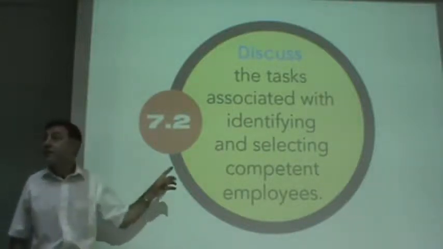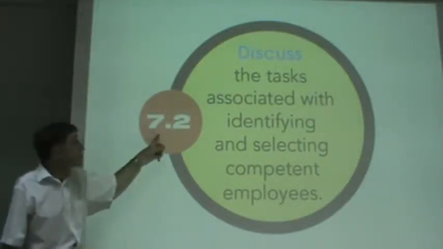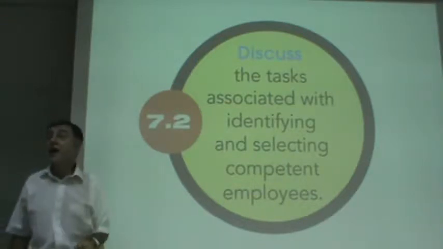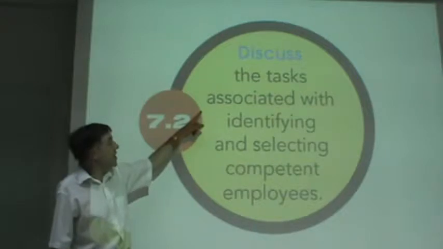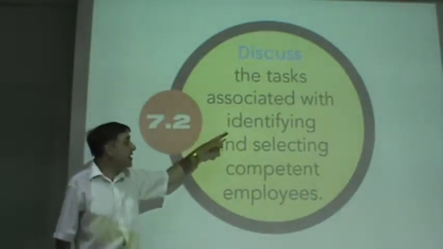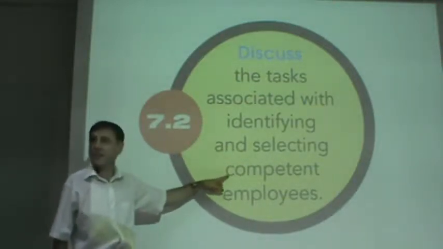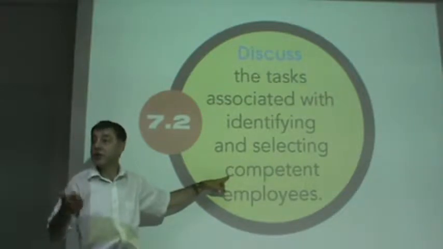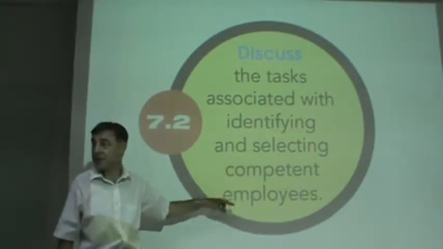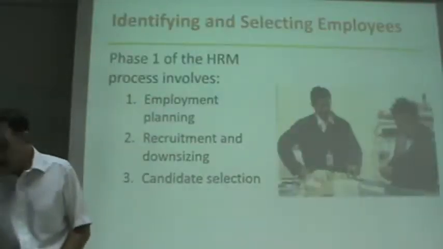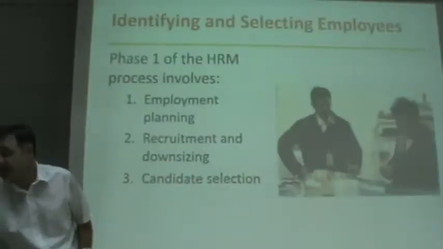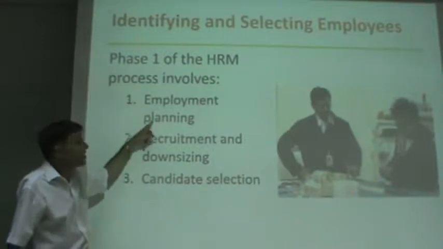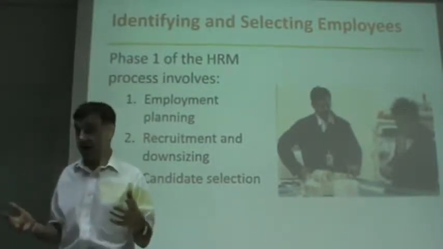Alright, so management section 7.2. The tasks associated with identifying and selecting competent employees are the same as for good employees, okay? So the first step is, let's see if they have phases. Phase 1 is employment planning.